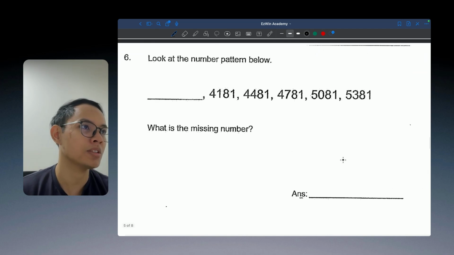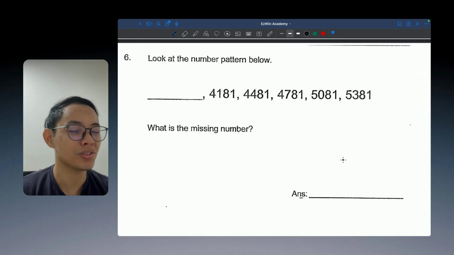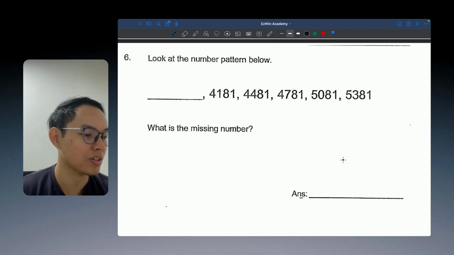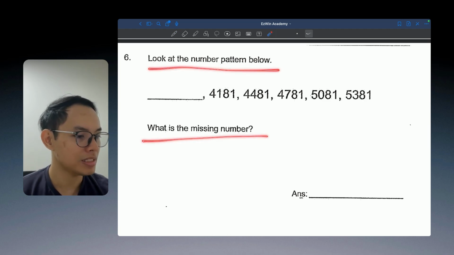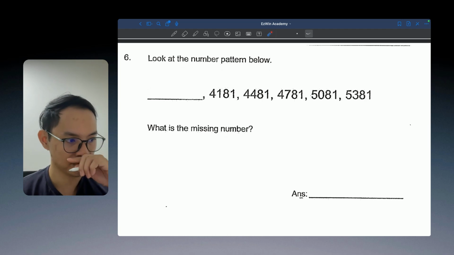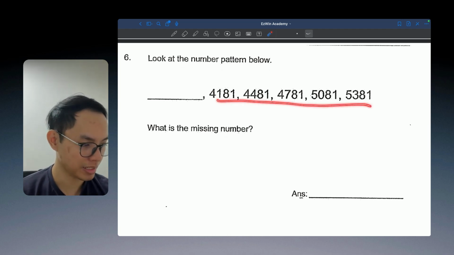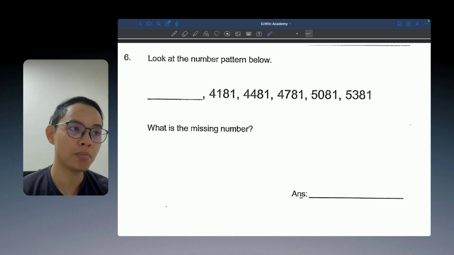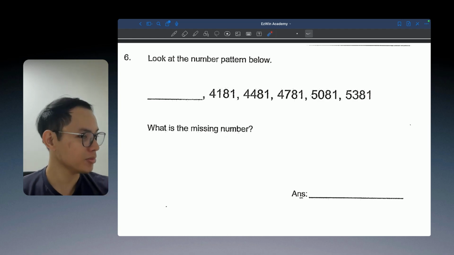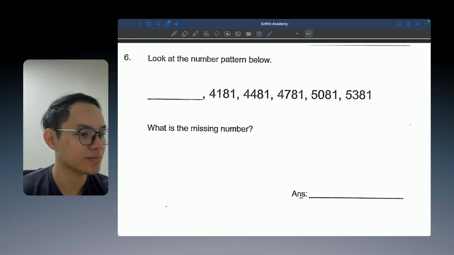Okay, so that question was a bit tough, right? So this is also a little bit tough as well, but hopefully when I explain, you have a better sense. Okay, you can pause this video to try on your own. Otherwise, I'm going to go through it. All right, so look at the number pattern below. What is the missing number? Which is this missing number. All right, and then you have a bunch of numbers at the end. Okay, so sometimes it's a bit hard for you to actually answer this, but I actually have a better way to make it easier to answer.